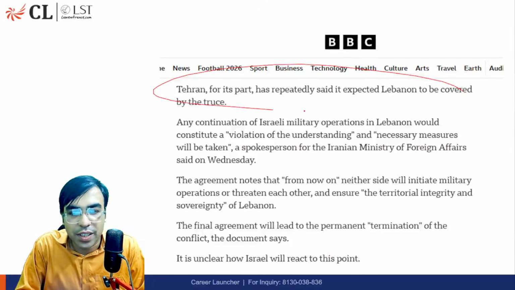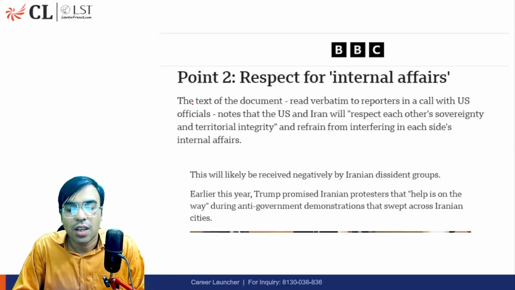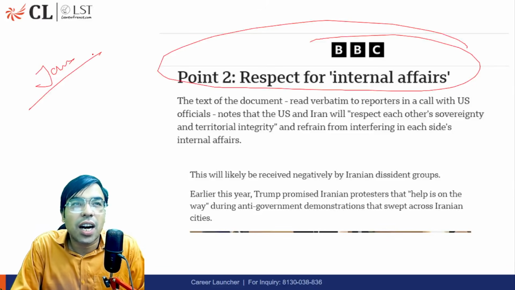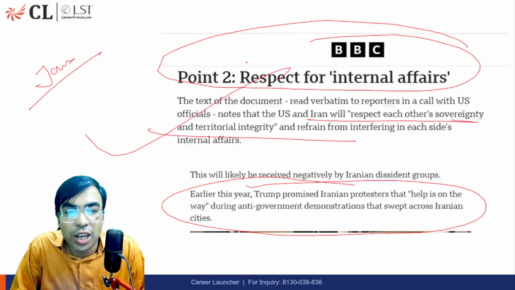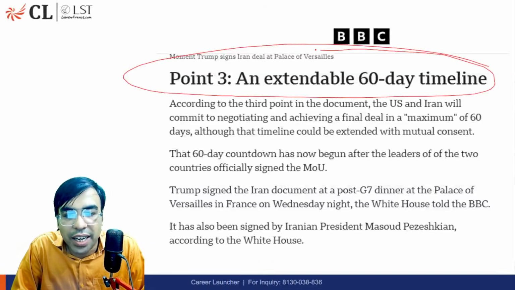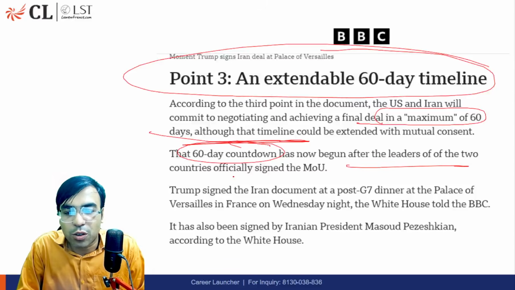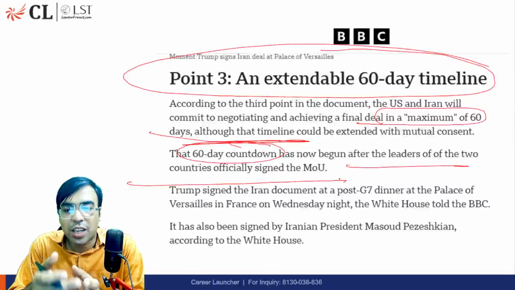Okay, second point. Tehran has repeatedly said it expected Lebanon to be covered under the truce or under the agreement. Second point, respect for internal affairs. Why? Because in January, we saw some protests in Iran with regard to a rise in prices and other things, inflation, devaluation of currency. America had commented at that time. So that's why Iran said do not interfere. Both should not be interfering in internal matters. And an extendable 60-day deadline for a final deal, at maximum. The 60-day countdown began after the leaders of the 2 countries officially signed the MOU. It means that for 60 days we have this actual negotiation period.